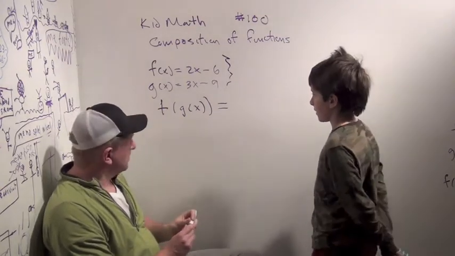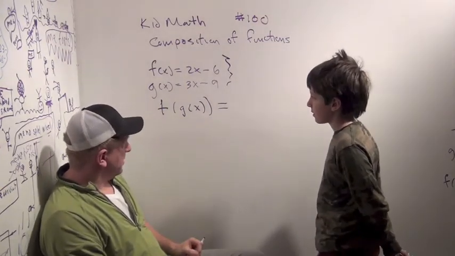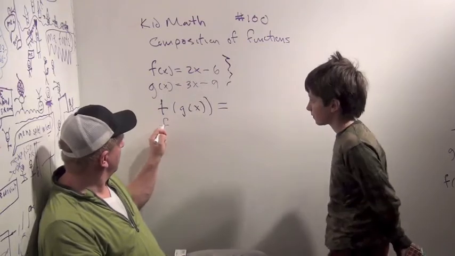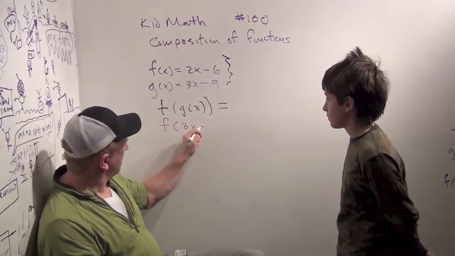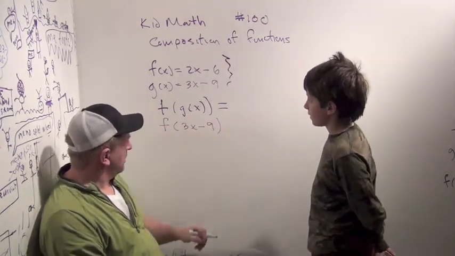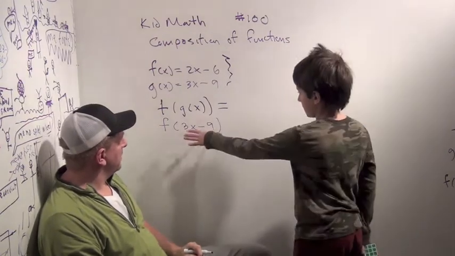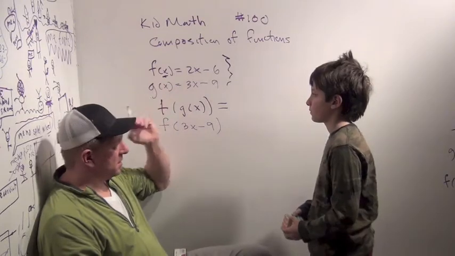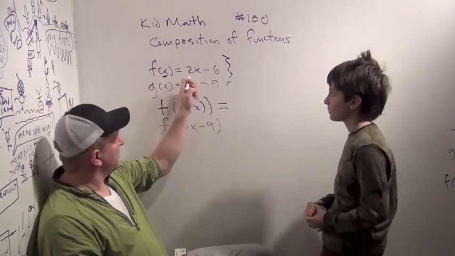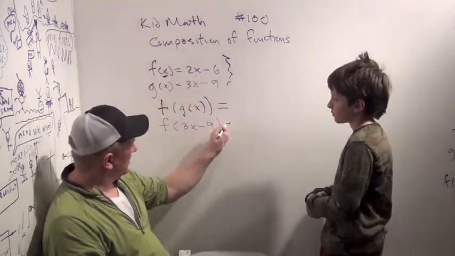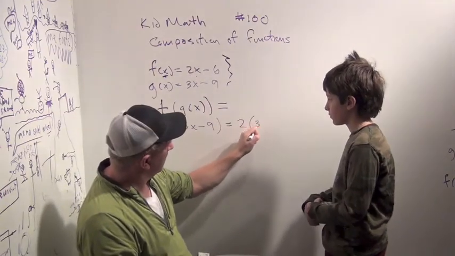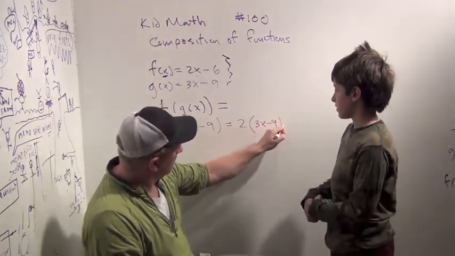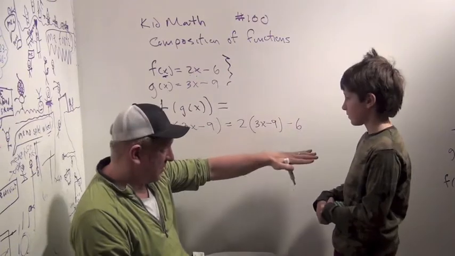Well, g of x equals 3x minus 9. So this was the same as f of 3x minus 9. And so you have to multiply this by 2 and subtract 6. Whatever goes into the function is multiplied by 2, and then you subtract 6. So this is 2 times 3x minus 9, which is 6x minus 6. Well, let's not jump ahead.